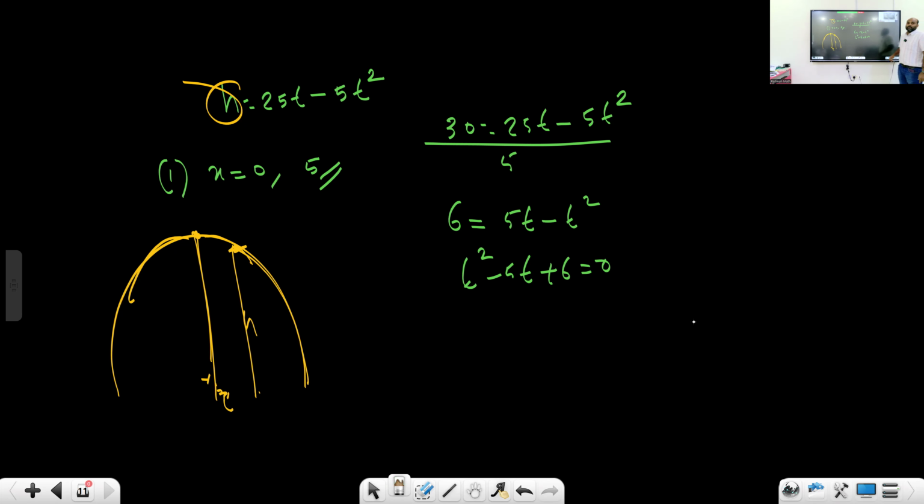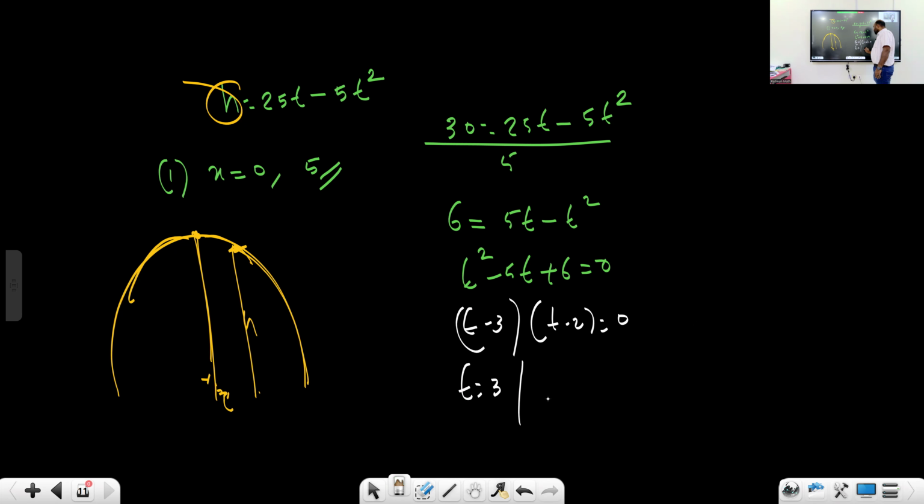Now splitting the middle term. T minus 3 into t minus 2 equal to 0. If you don't know splitting the middle term, you start from the 8th standard. T equal to 3, t equal to 2. One value we want to reject. Can anyone tell what value? Why are we rejecting 3? The reason also you should tell.